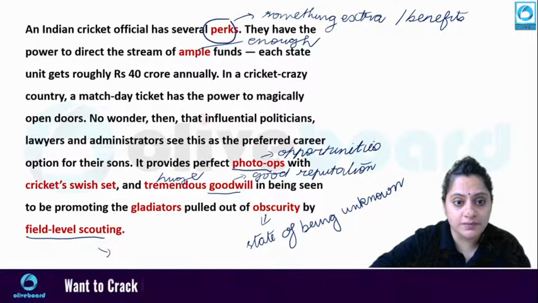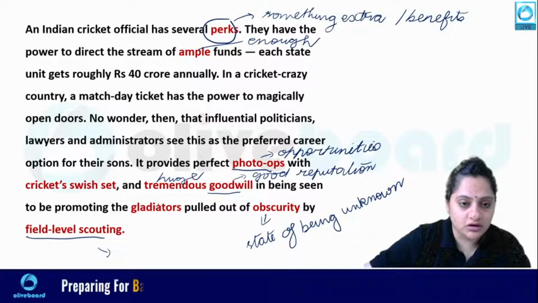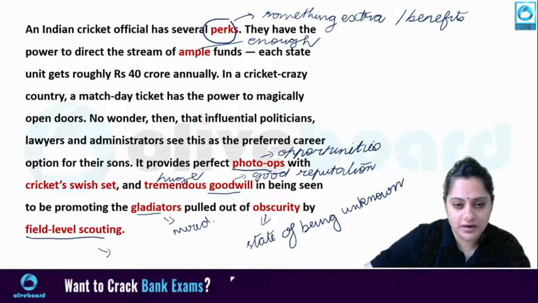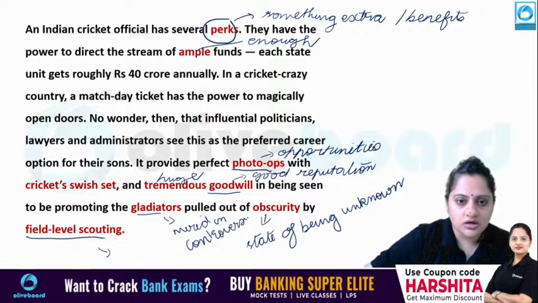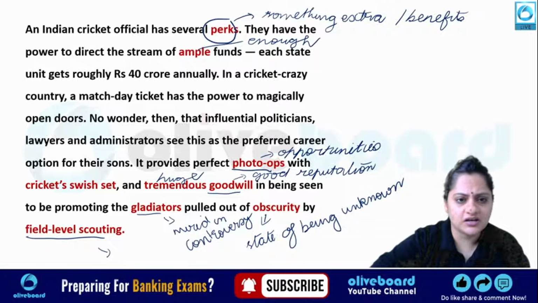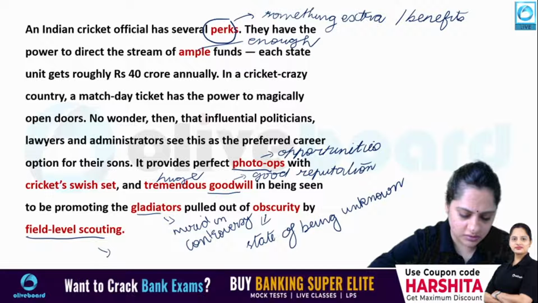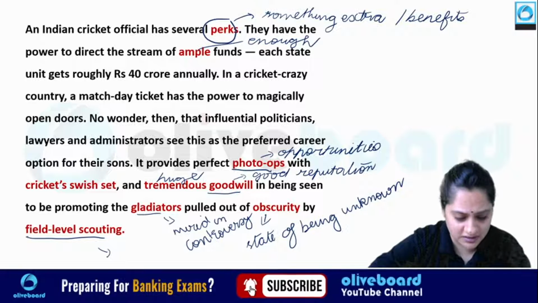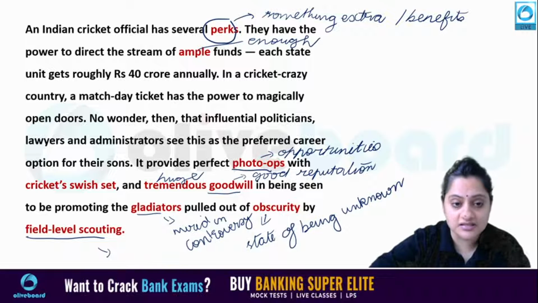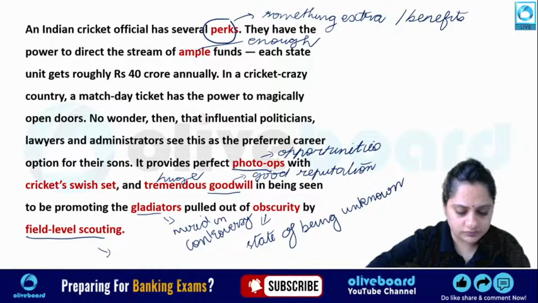One more thing: seen to be promoting the gladiators pulled out of obscurity. Why are we saying that? If there is a controversy and people are involved in it, we say the gladiators who are mired in public controversies are pulled out of that controversy if they are seen with these big personalities. The swish set means something fancy, the topmost, the creamy layer. When you describe somebody as swish, they are fashionable, smart, the best, very classy. They are seen with cricket's best, and everybody wants that. Clear?